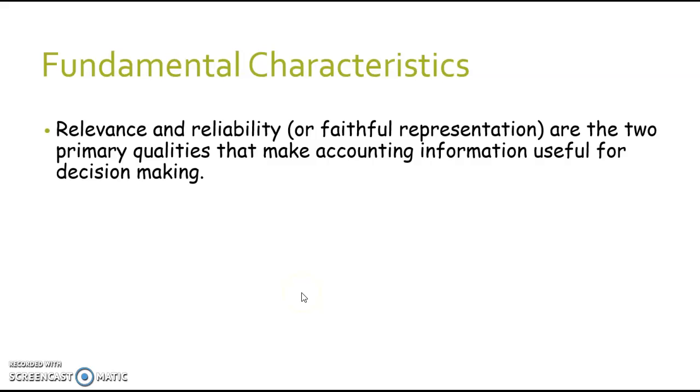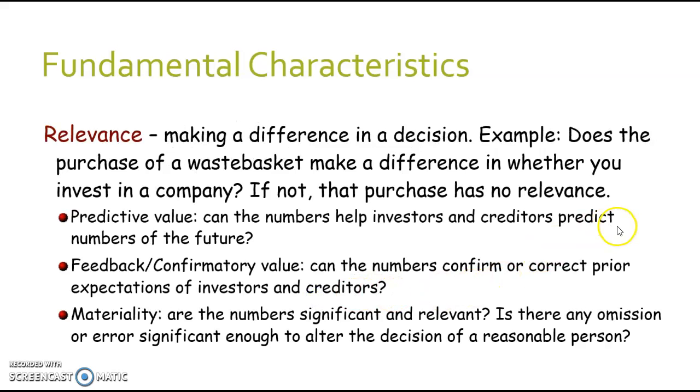So the fundamental characteristics primarily include relevance and sometimes called reliability in the old framework, or faithful representation. These are the two primary qualities that make accounting information useful for decision making. So we're going to take a look at what makes up relevance and what makes up reliability.